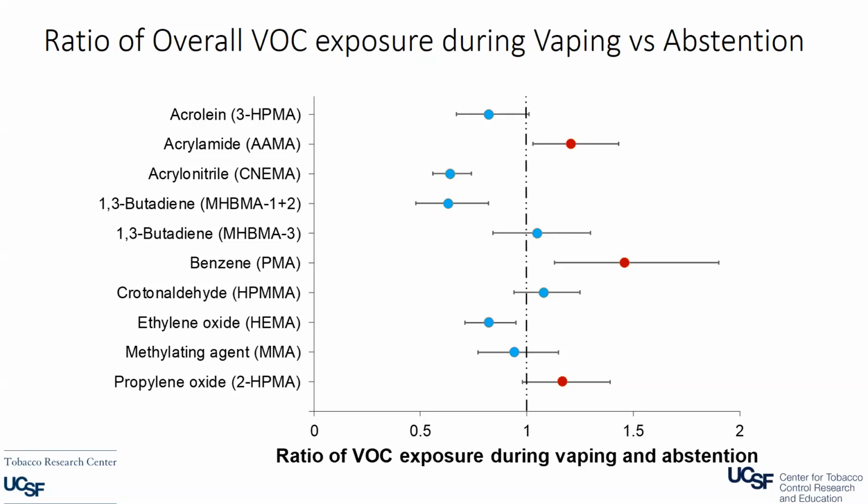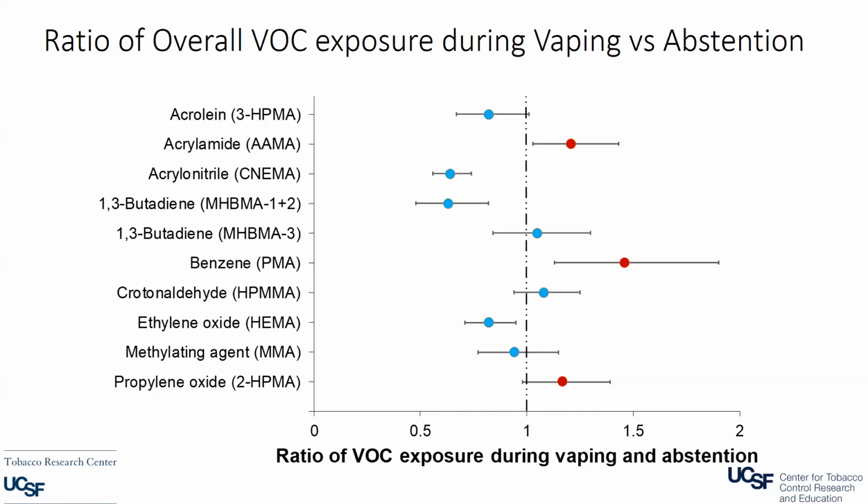We also looked at the levels of these toxicants in vaping compared to abstention, so during a period of vaping compared to when they did not vape at all. Surprisingly, we saw significant levels of acrylamide and benzene when they vaped, and almost significantly higher levels of propylene oxide. So we saw 3 volatile organic compounds that were higher during vaping compared to when they did not vape. We're really concerned about benzene because benzene is a known human carcinogen. We do not know exactly where the benzene is coming from, but it's potentially coming from benzoic acid.